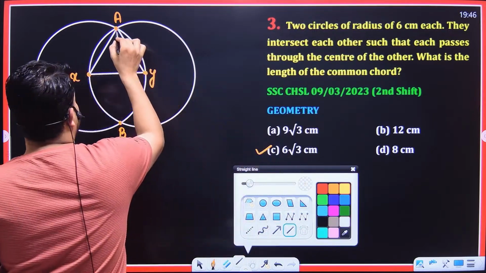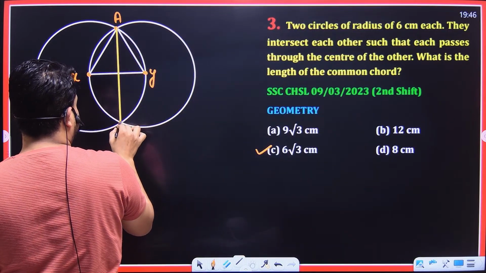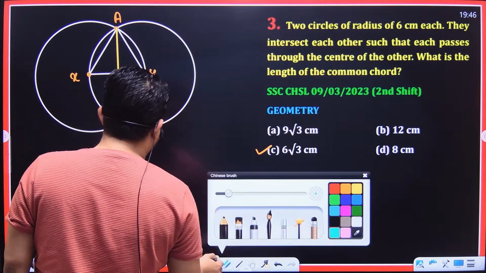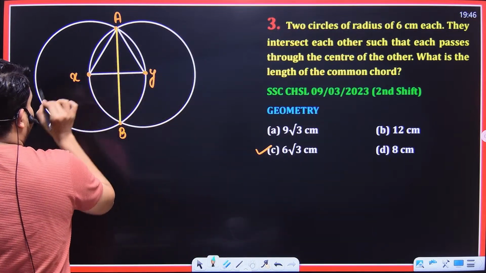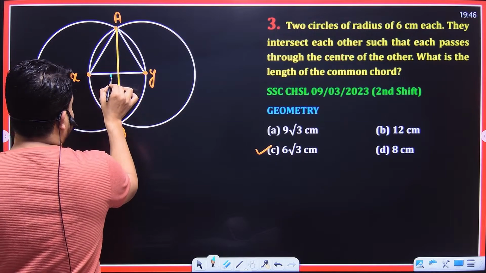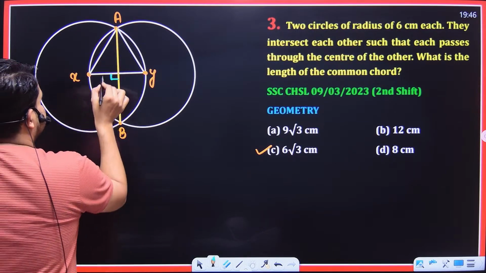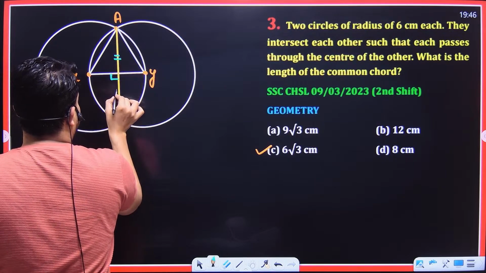So this one is my common chord, and I have to find its length. I will tell you a property: if at the center of a circle I draw a line perpendicular to the chord, then it will bisect the chord into two equal parts. This one will be equal to this one.